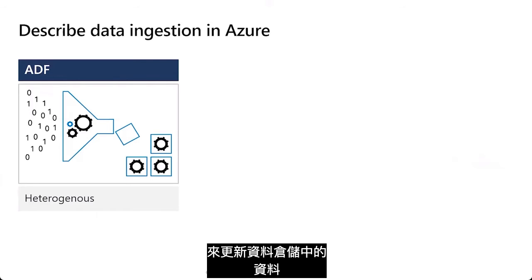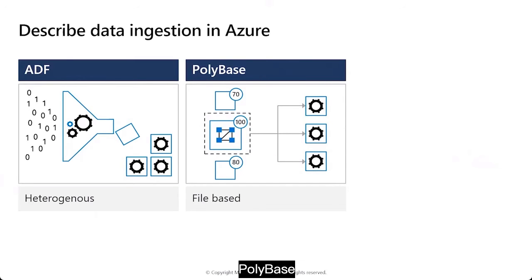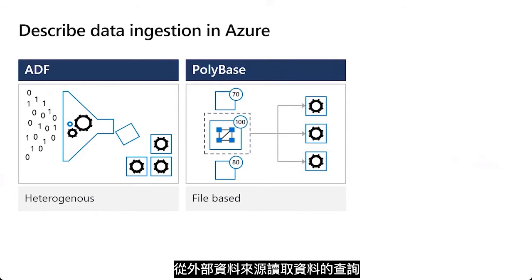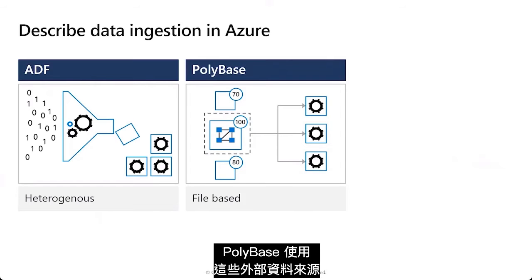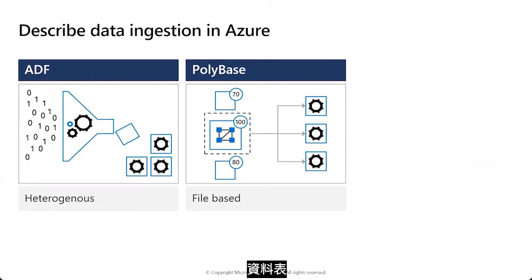We can also ingest data using Polybase. Polybase is a feature of SQL Server and Azure Synapse Analytics that enables you to run Transact SQL, or T-SQL, queries that read data from external data sources. Polybase makes use of these external data sources and makes them appear like tables in a SQL database.